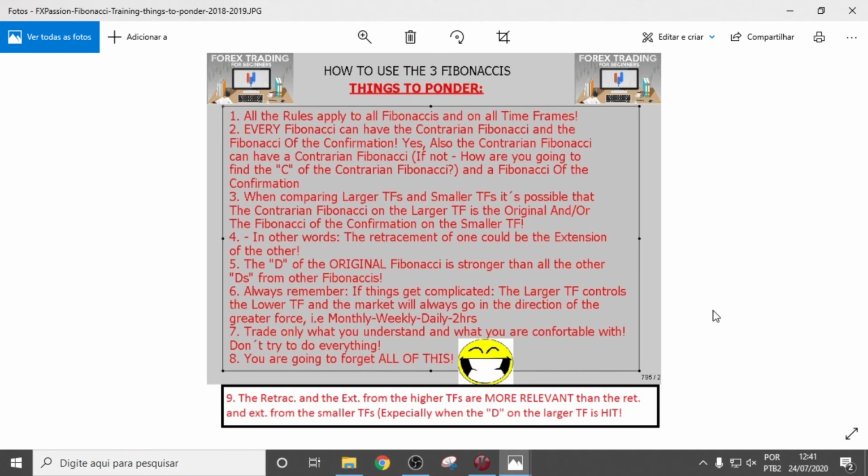another number. So the retracement and the extension from the higher time frames are more relevant than the extensions and the retracements from the smaller time frames, especially when the D on the larger time frame is hit. Okay, number 9, extremely important. The retracements and the extensions from the higher time frames are more relevant, more important, have more weight than the retracement and extensions from the smaller time frame.